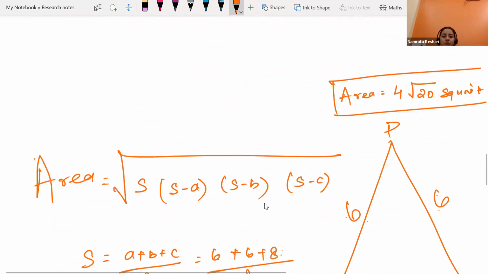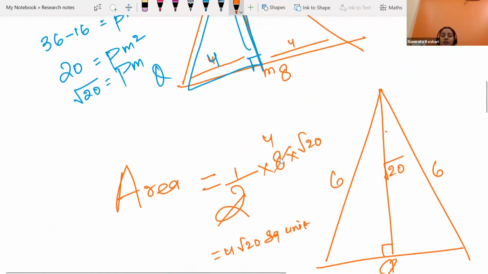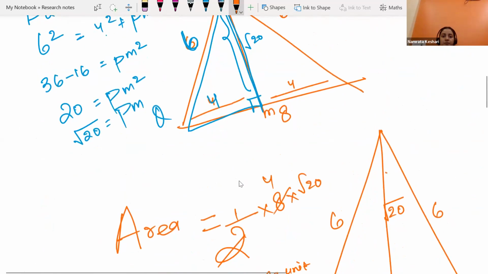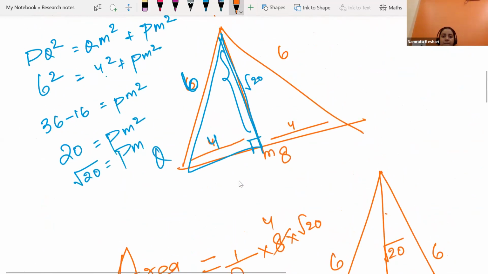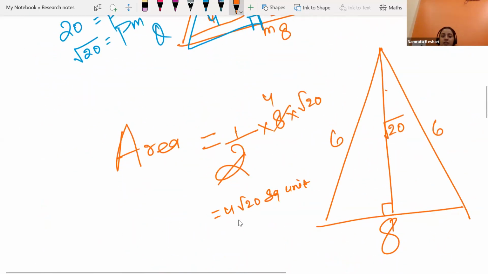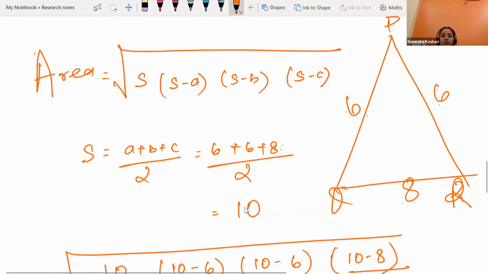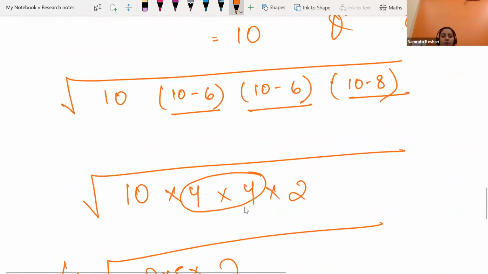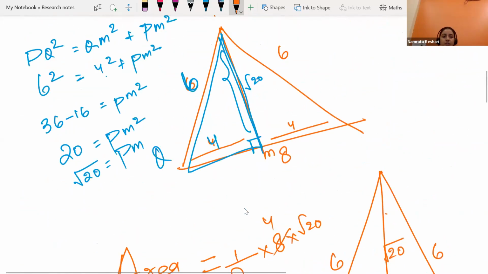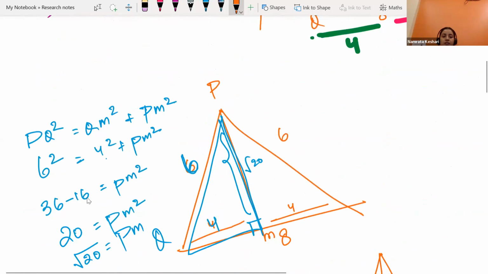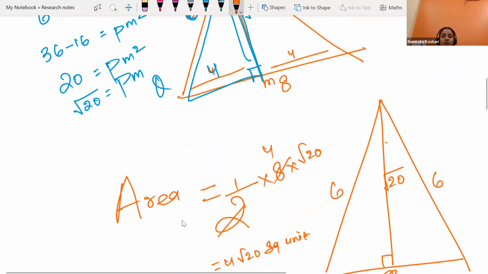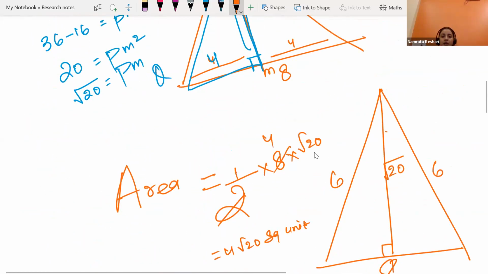So maybe previously we have made a mistake. Oh yeah. Wait. Previously we got 4 root 20. Now also we must get 4 root 20. Or previously we have made a mistake. Let me check. 36 minus 16, 20. Half into base into height.